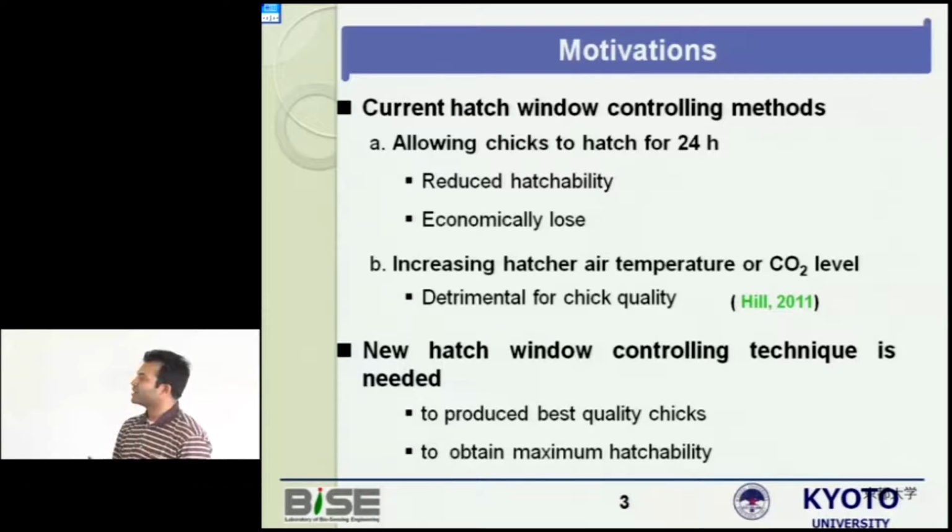So a short hatch window is very beneficial for the poultry hatchery. A new hatch window controlling technique is needed, which can produce the best quality chicks and also maximize the hatchability.